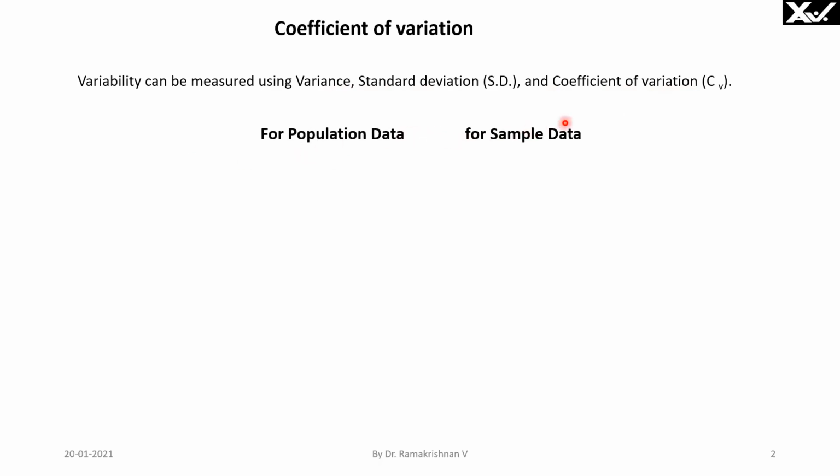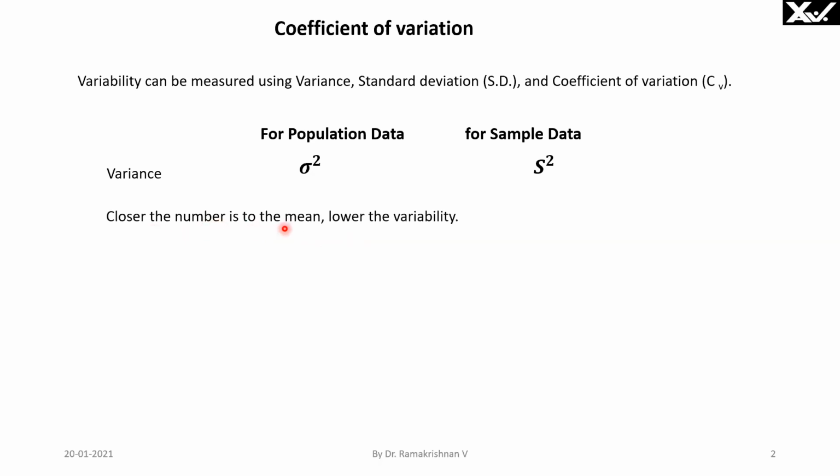For population data and for sample data, variance is denoted as sigma squared for population data and capital S squared for sample data. How is it calculated? Sigma squared is equal to summation of the square of the deviation of the variables from the population mean divided by the total number of terms in the population. Similarly, for sample data, capital S squared is given by summation of square of the deviation of the variables from the sample mean divided by total number of terms in the sample minus 1.